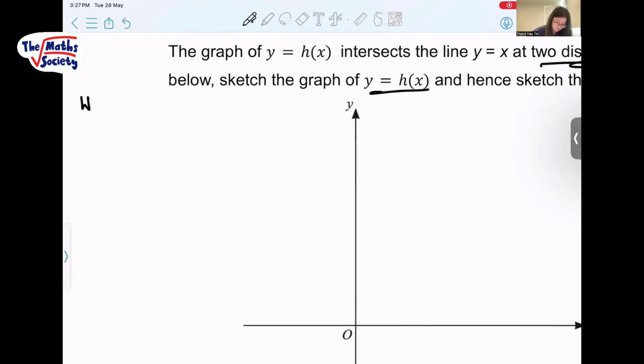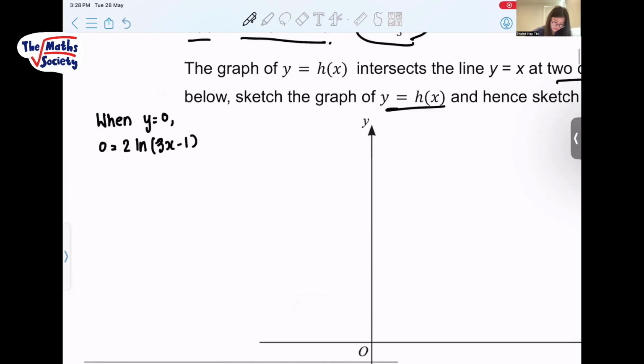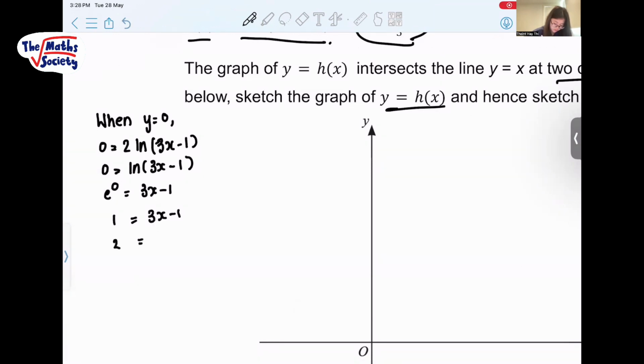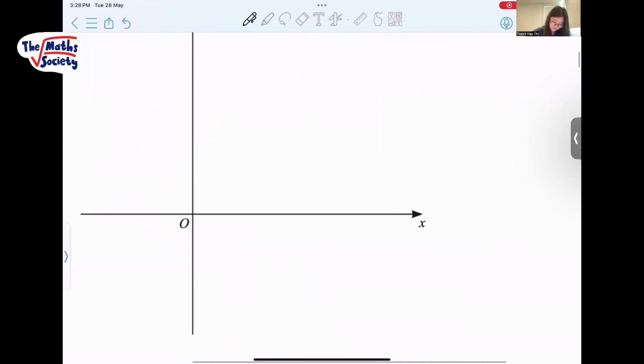So when we find it, we just know that y is equal to 0. So 0 equals 2 ln(3x minus 1). So it's going to be 0 equals ln(3x minus 1). You have e power 0 equals 3x minus 1. So 1 equals 3x minus 1, and just 2 equals 3x, and then x is going to be 2 by 3. So we know that it's going to intersect at x equal to 2 by 3 when y is equal to 0.